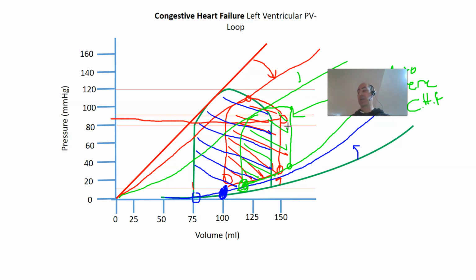So that's essentially congestive heart failure. There's different scenarios. I've just given you one scenario. Obviously, as different things happen to different people, the curves will shift in different directions. But that's the basic gist.